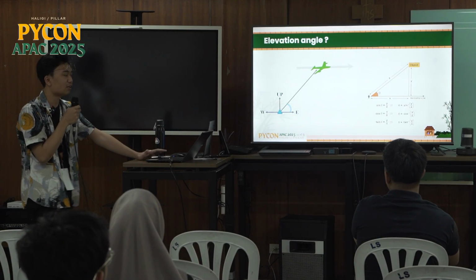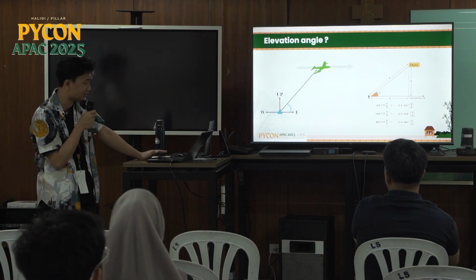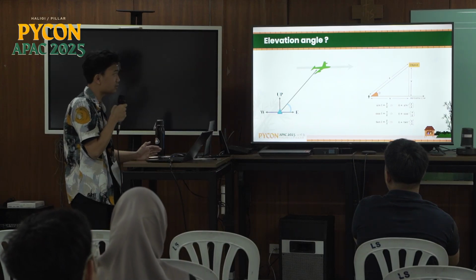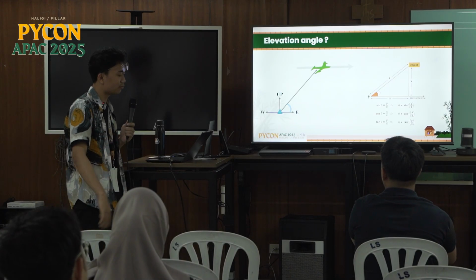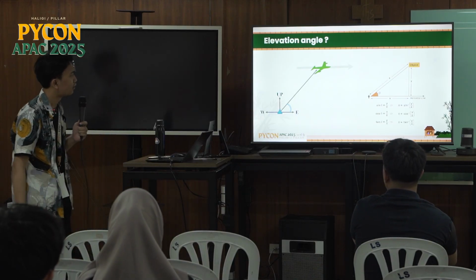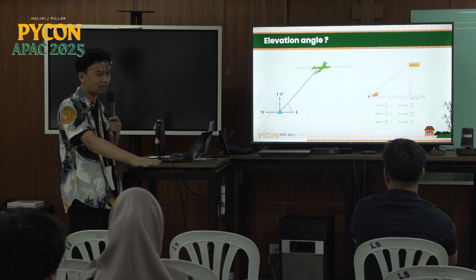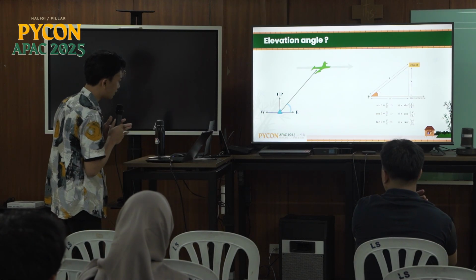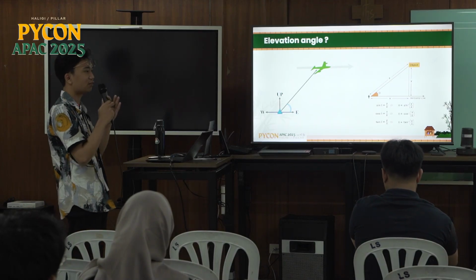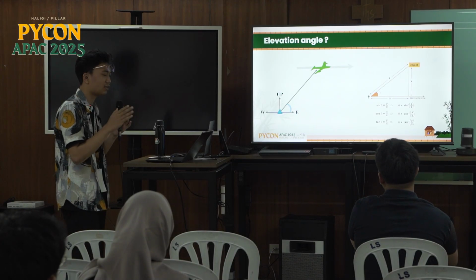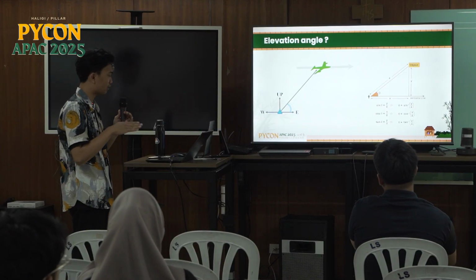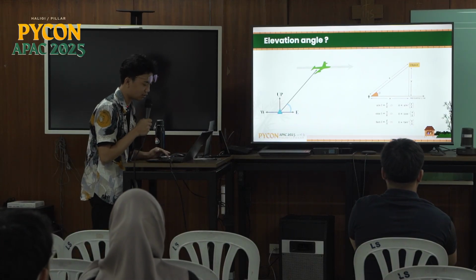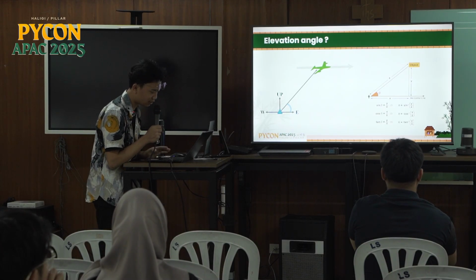So this one is the elevation angle. What is an elevation angle? It's different from the compass bearing. The compass bearing is horizontal, the right and left movement, but the elevation angle is the up and down movement. We take the angle from the bottom to the top. This is the formula for it, you can see.